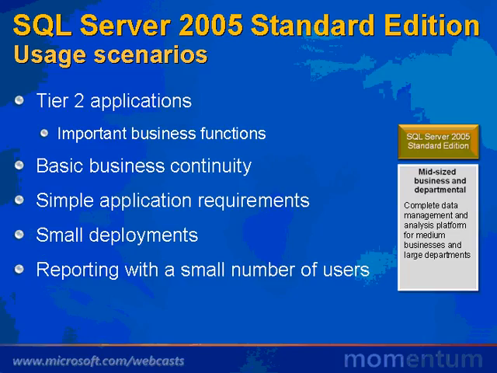It provides some basic business continuity. We talk about the HA features, the high availability features that are available in there, to give you some kind of business continuity. It supports applications that are not super complex and don't demand super high scale, but it performs really well with those simple applications. Small deployments, and also reporting with a small number of users. So as long as you don't have scale issues with the reporting application, it's a good one.